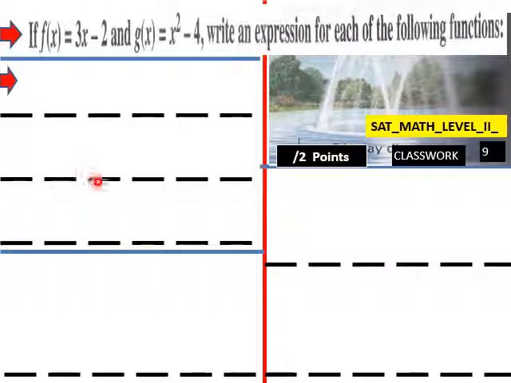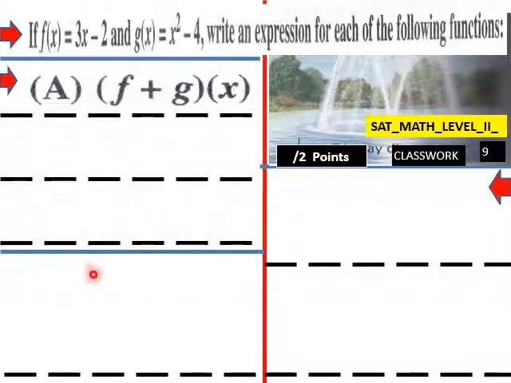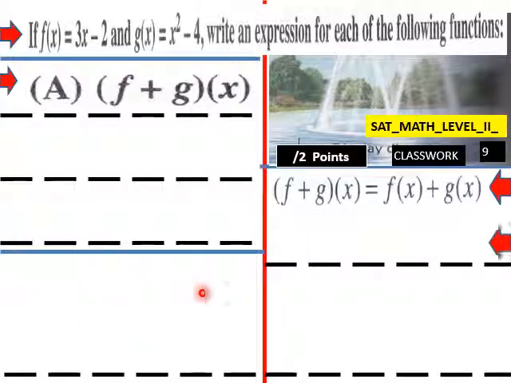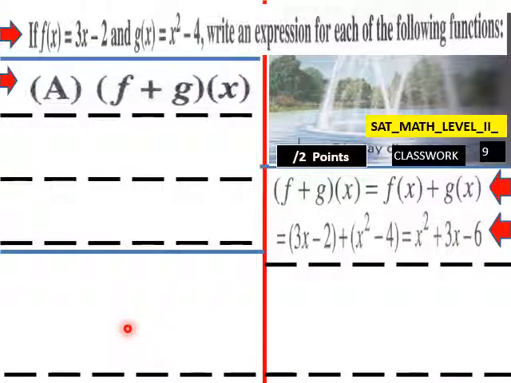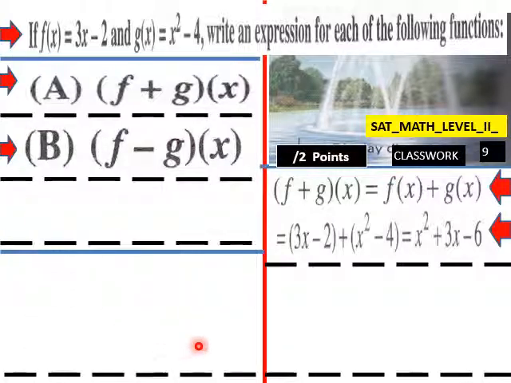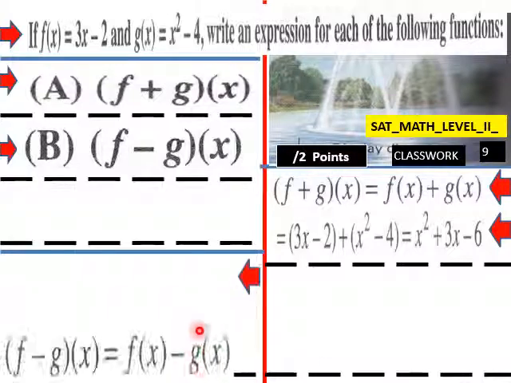And then b here would be the difference of two functions, f minus g of x, and the way that would present itself, f of x minus g of x. And then once we do that, we have 3x minus 2 minus x squared minus 4. And then when we combine similar values, we end up with this expression here.